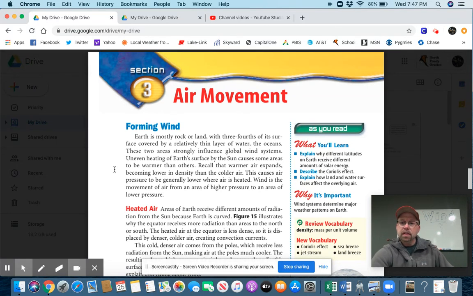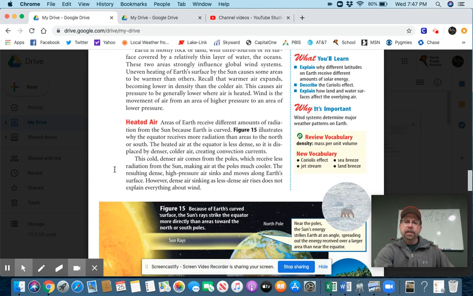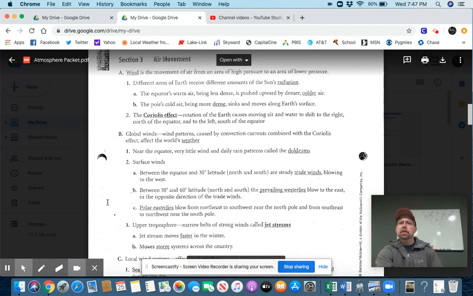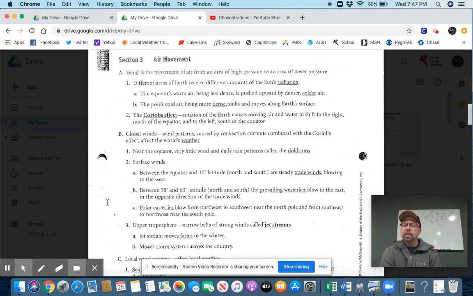So the first thing to understand about the formation of wind is that air moves, as it says in your notes, from areas of high pressure to areas of low pressure. When you did your layers of the atmosphere assignment, you noted that the highest pressure was down towards the Earth's surface and the lowest pressure was up towards space. But that's not really what we're talking about when we talk about surface wind.